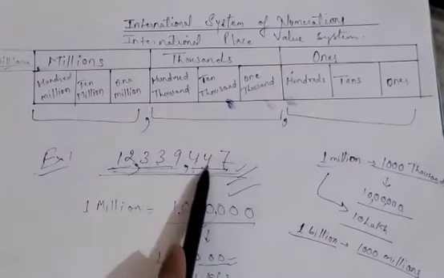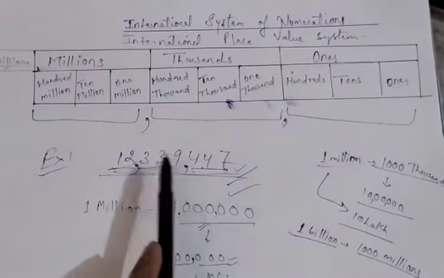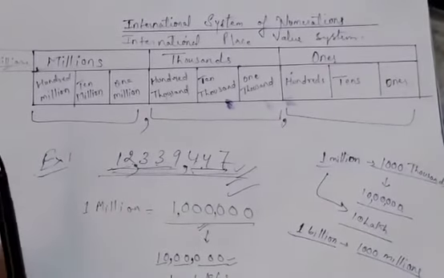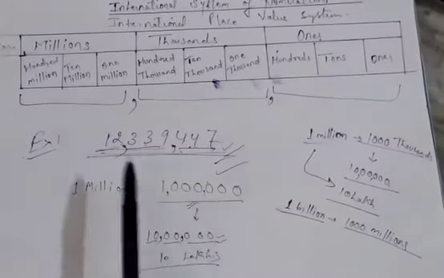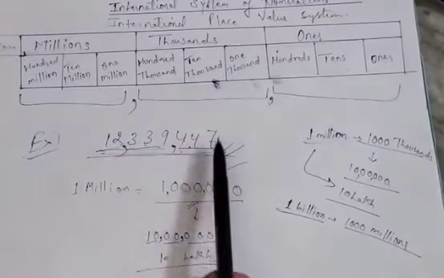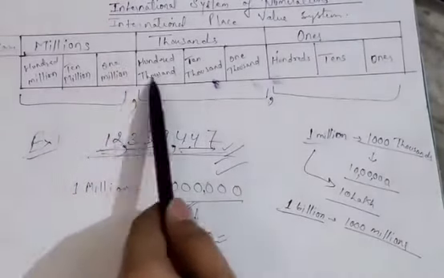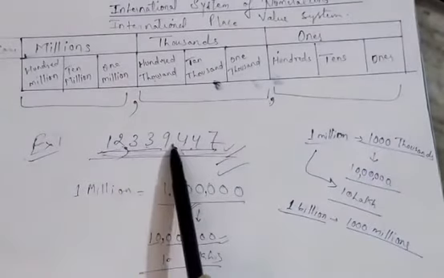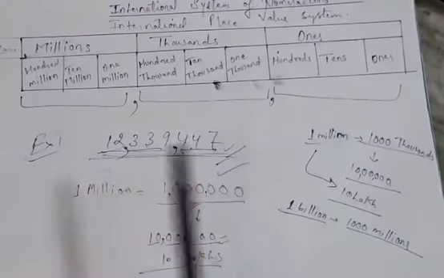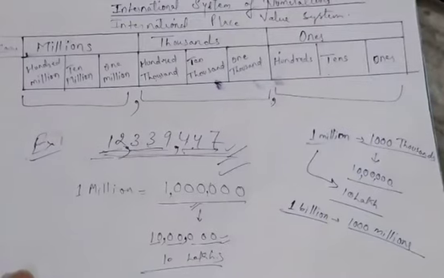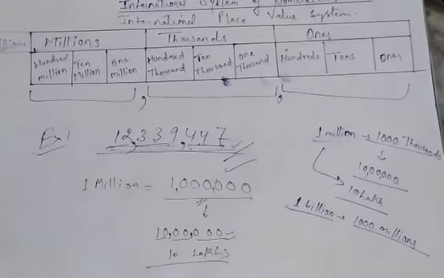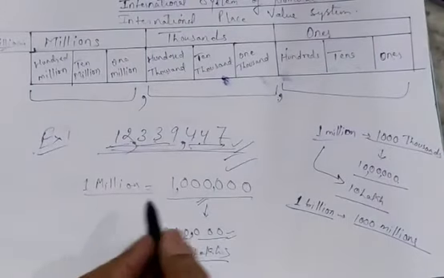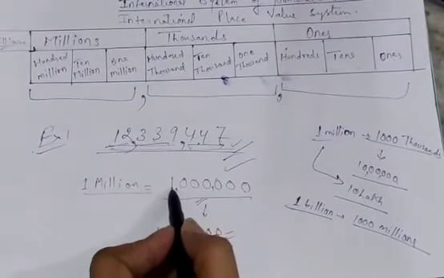So like 447, then comma, then 339, then comma, then 2 and 1. We will read it as 12 million, because in millions there are 1 2 3 4 5 6, so 12,339,447, like this.